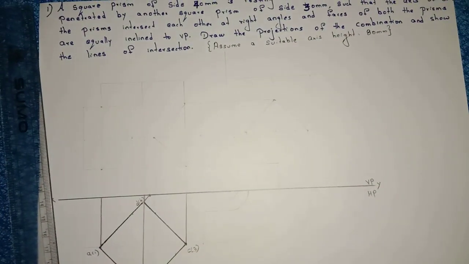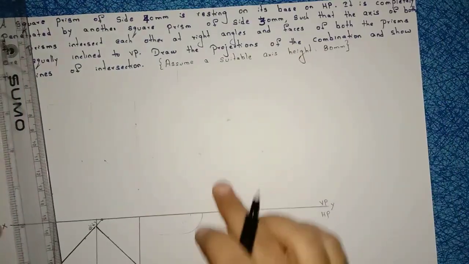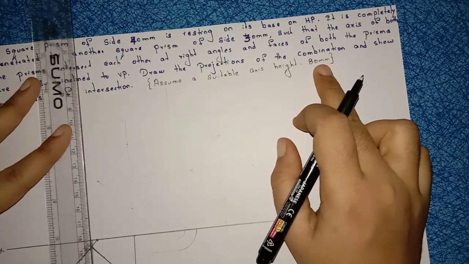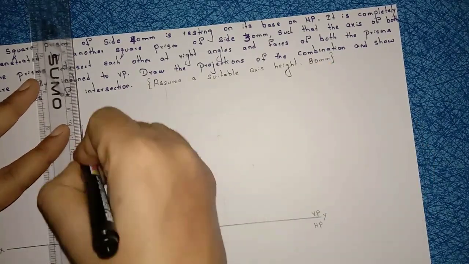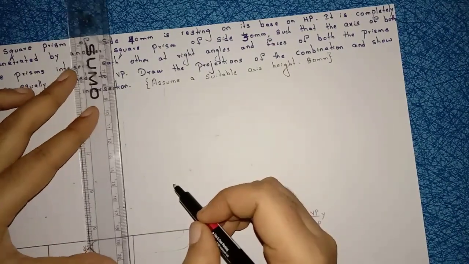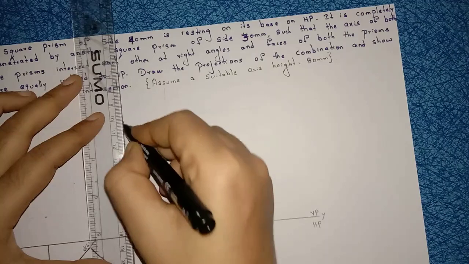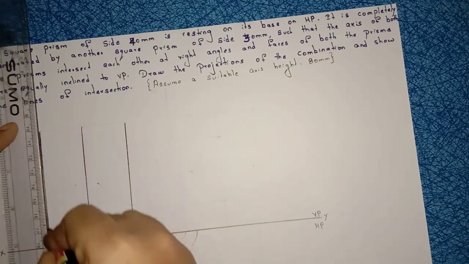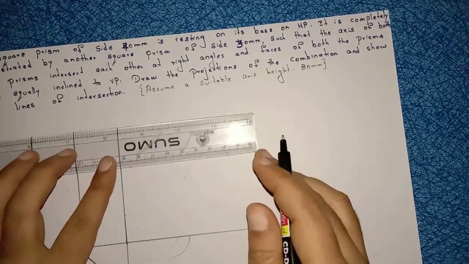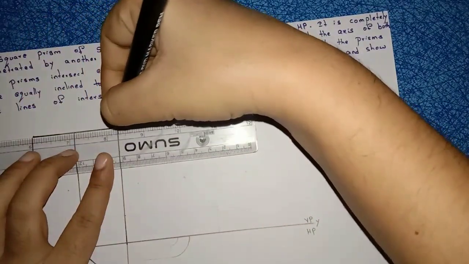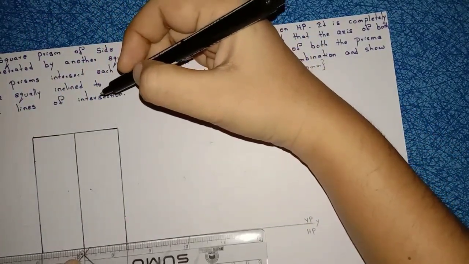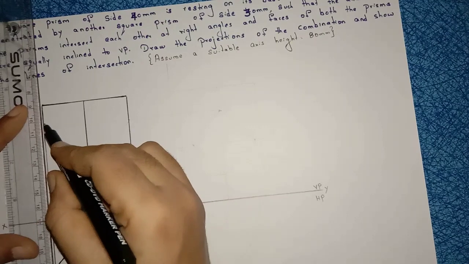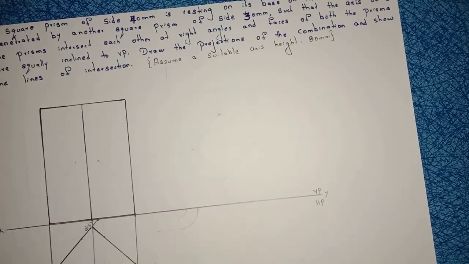Here they didn't mention the axis height. We have to assume the axis height here. So I took the axis height here as 80 mm. Right, so I am taking the axis height 80 mm, and here 80 mm. Right, join this one. So here we are constructing the square prism.